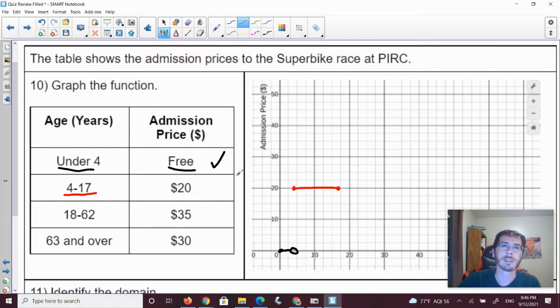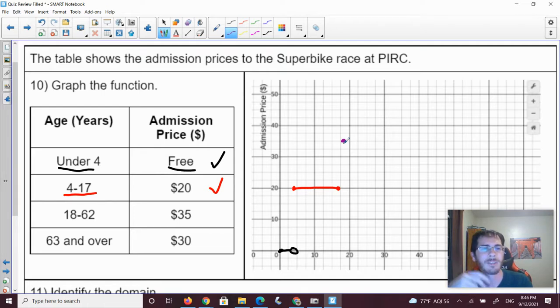Now here's the interesting thing. Next one starts at 18. You got to pay full price. You got to pay $35. So we can come up to 35. That's not the issue. But 18 is more than 17 and a half. 18 is over here. So you're going to have to decide what you need to do if you're 17 and a half years old in this case.